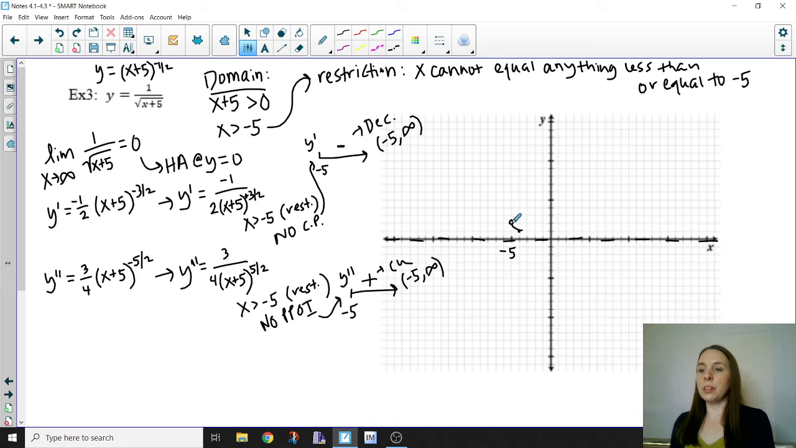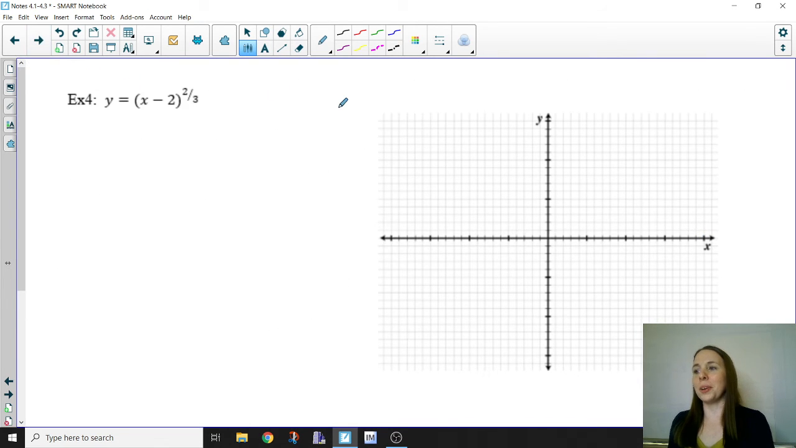And so what I'm going to draw is a graph that is decreasing, concave up, and not crossing over the horizontal asymptote of y equals 0. Just like that. That's all it is. Again, not my favorite, but there it is. Can we move on? Okay, let's go on to example 4.